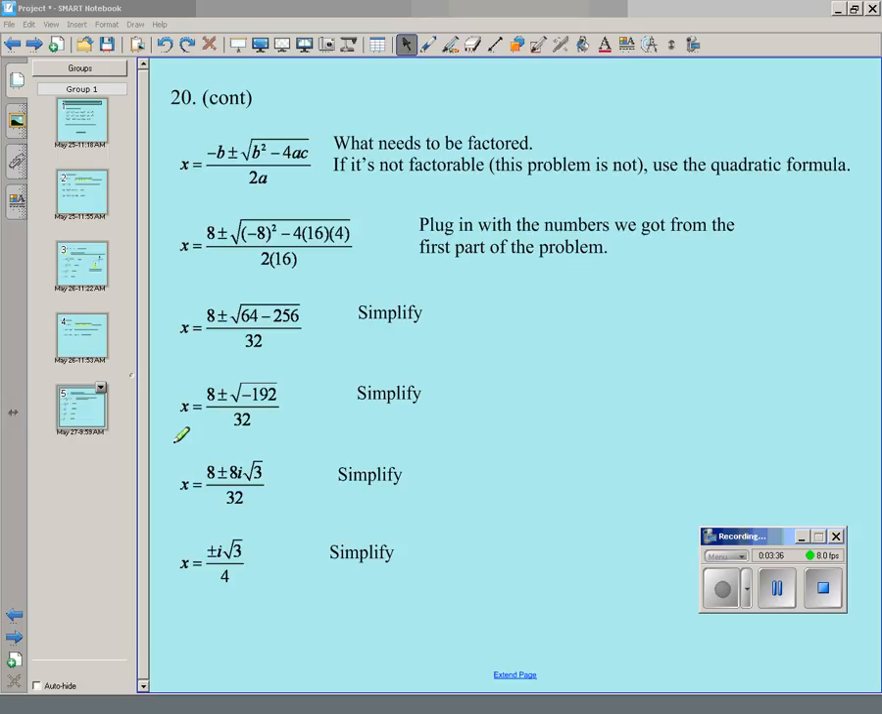And we simplify again to get x equals 8 plus or minus 8i root 3 over 32. And then to simplify for the last time, we get x equals plus or minus i root 3 over 4. That's your final answer.